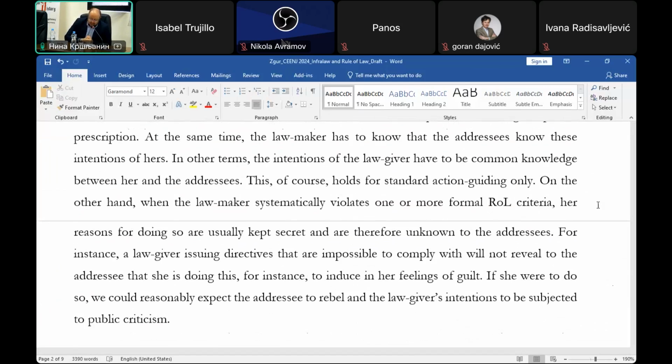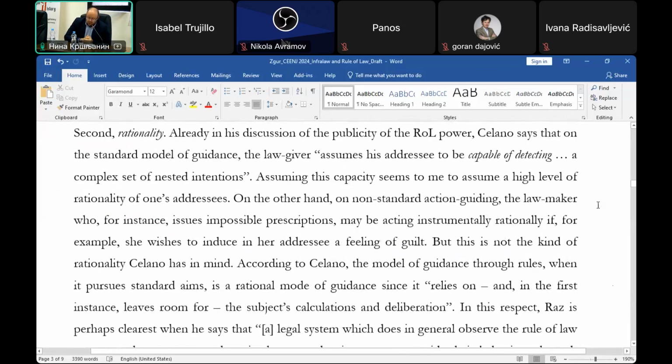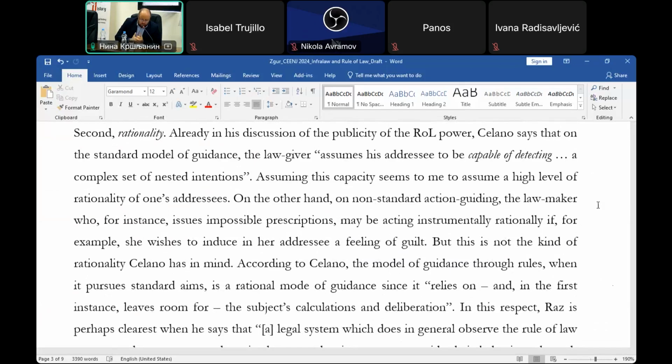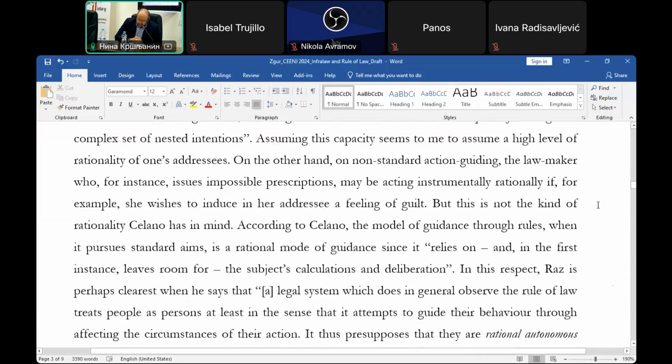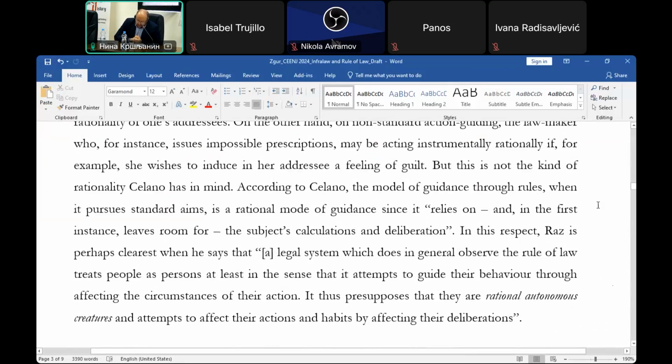Second, rationality. Now, already in his discussion of the publicity of the rule of law power, Celano says that on the standard model of guidance, the lawgiver assumes his addressees to be capable of detecting a complex set of nested intentions. Assuming this capacity seems to me to assume a high level of rationality of one's addressees. On the other hand, on non-standard action guidance, the lawmaker who, for instance, issues impossible prescriptions may be acting instrumentally rationally if, for example, she wishes to induce in her addressees a feeling of guilt. But this is not the kind of rationality Celano has in mind. According to Celano, the model of guidance through rules, when it pursues standard aims, is a rational mode of guidance since it relies on and in the first instance leaves room for the subject's calculation and deliberations.